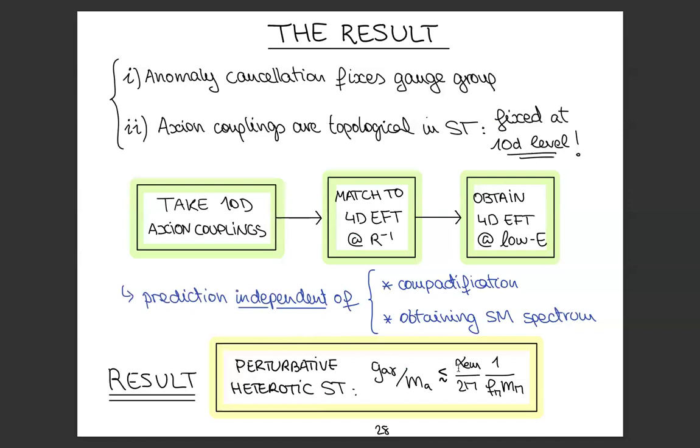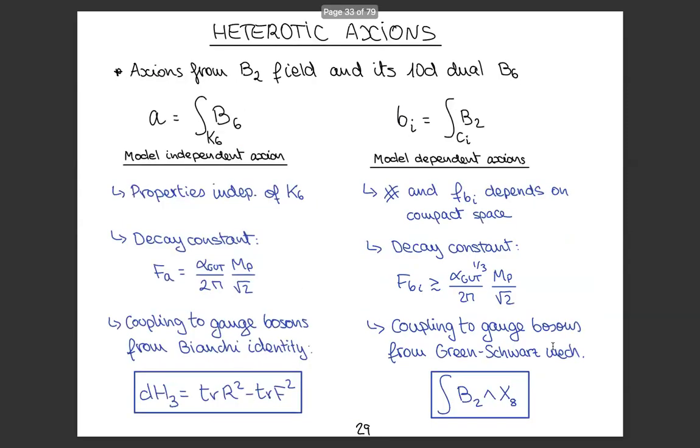And the prediction that the perturbative heterotic string is going to give you is that the coupling to mass ratio, G_Aγγ over the axion mass, for any axion in the heterotic string is going to be bounded by this quantity, which is the prediction of the QCD axion. Okay, so this is the result. And now let's see how to get it.